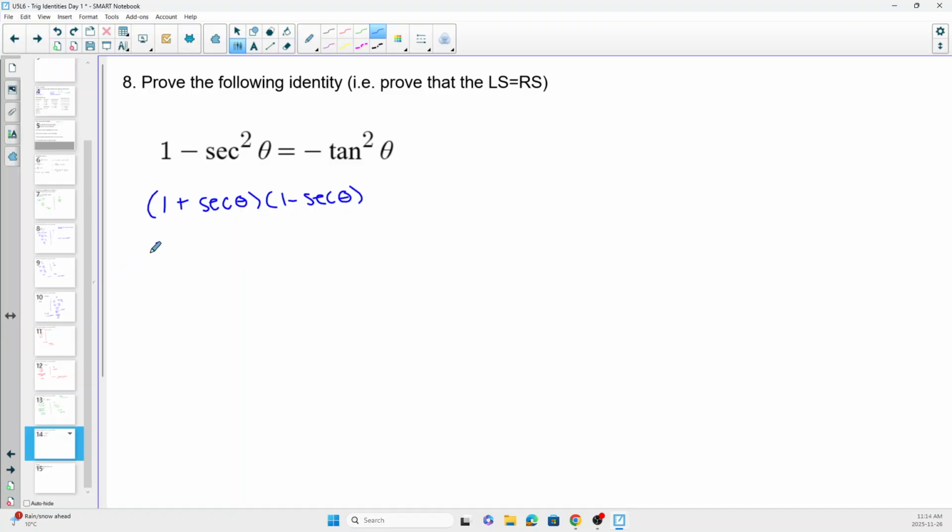Now, anytime we can, we should rewrite our functions using sine or cos. So we could say 1 plus secant is the inverse of cos. So we could say 1 plus 1 over cos theta times 1 minus 1 over cos theta.